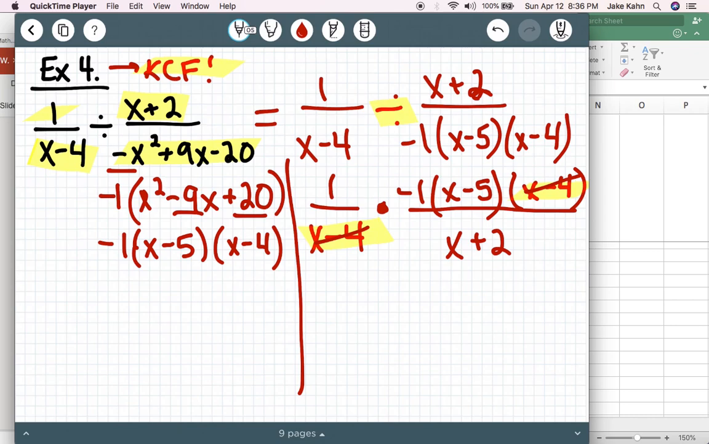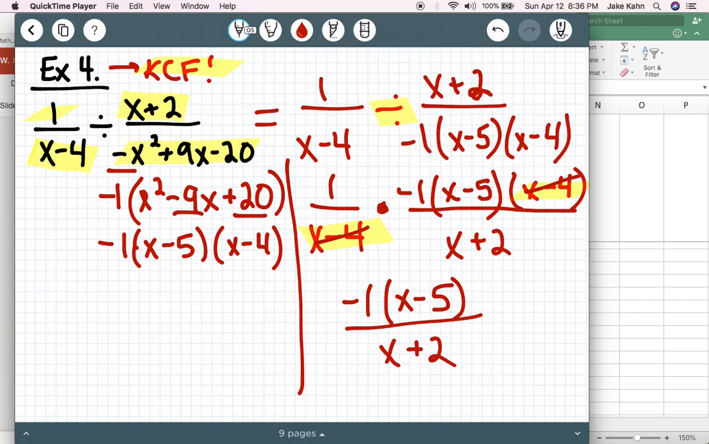So now we just multiply straight across, which thankfully we don't have anything on the left that's multiplying except 1, right? 1 times anything is just itself, it doesn't change. So our final answer is going to be actually what we have right over here. We're going to have -1 times x minus 5 over x plus 2. That's my final answer.